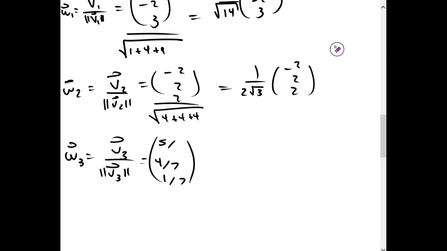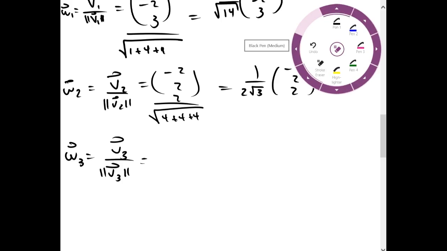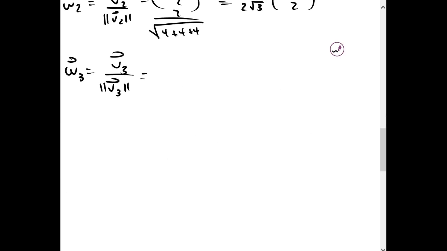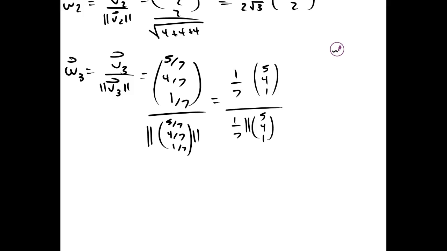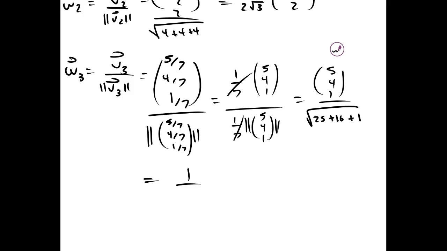And actually, we can just factor out the 7 here from the magnitude and the vector itself, because, I'll just show it. You can pull scalars in and out of magnitudes and vectors, so you pull out 1/7 from the magnitude on the bottom and the vector. Cancel them. So we get 5, 4, 1 divided by the square root of 25 plus 16 plus 1, which is 42. So we have 1 over root 42 times 5, 4, 1.